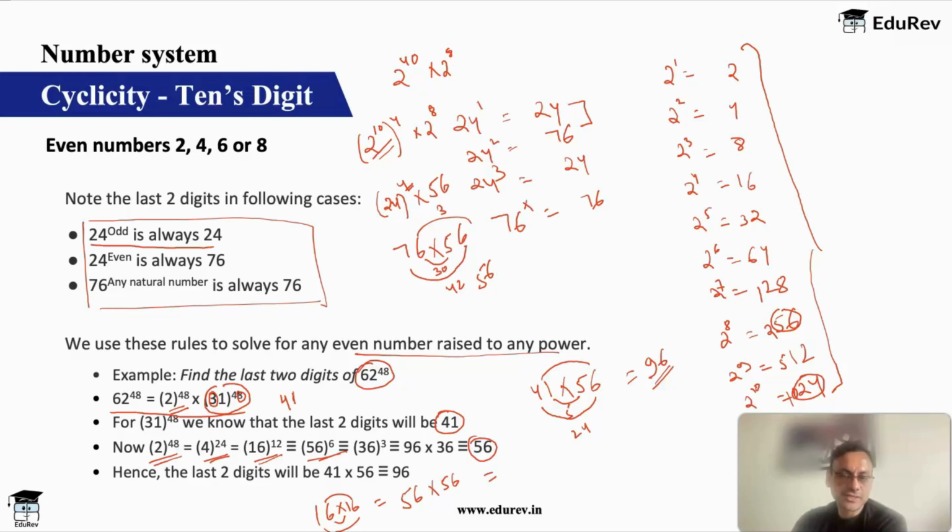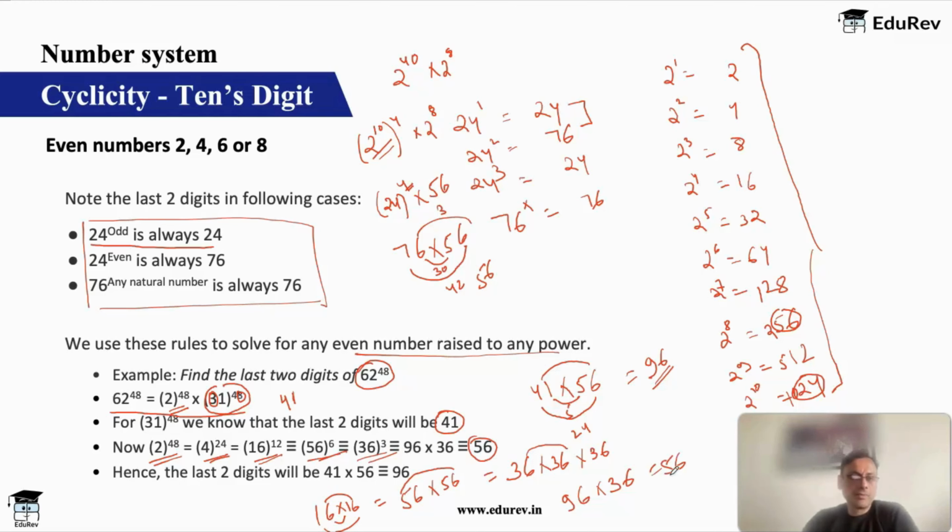So you have 6 into 6 again, 36, 6, 3 carry. And then you have 6 into 5, 30, 30 plus 30, 60, 60 plus 3 is 63. So you have 36 cube, which is again 36 into 36 into 36. So 36 into 36, 6 into 6 is 36, 3 carry, 18, 18, 36, 36 plus 3 is 39. So 96 into 36, which will finally give you 56. So there are so many ways of doing that.